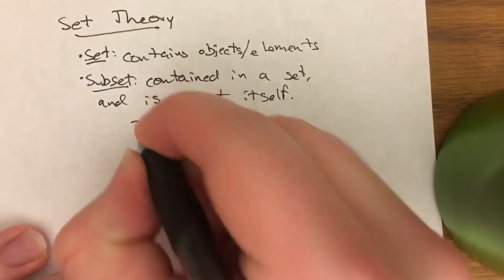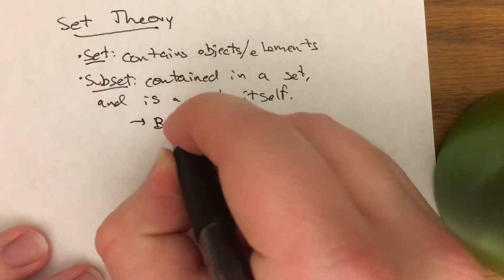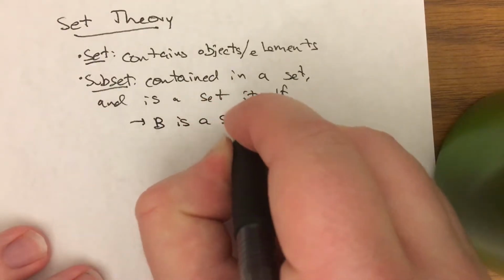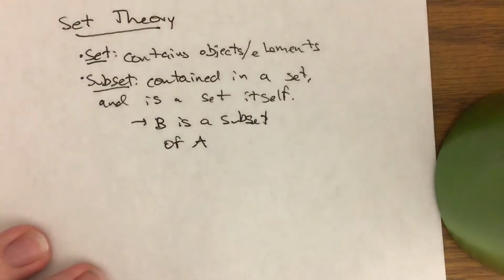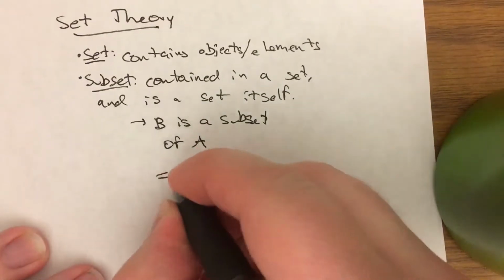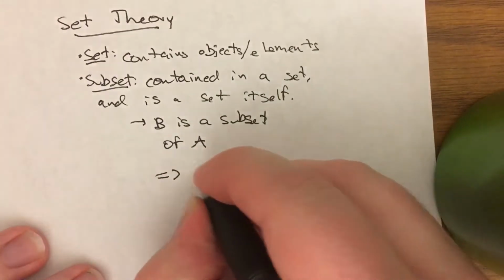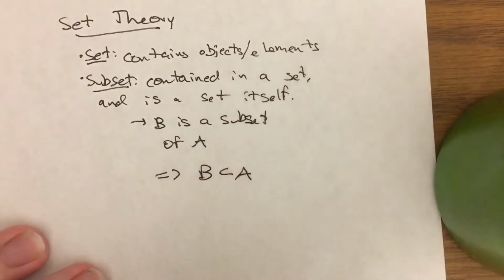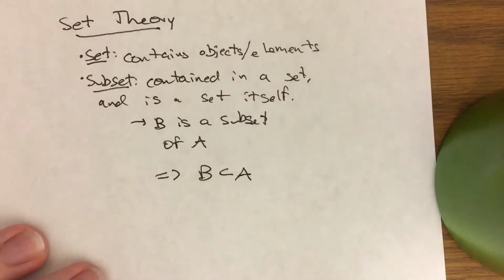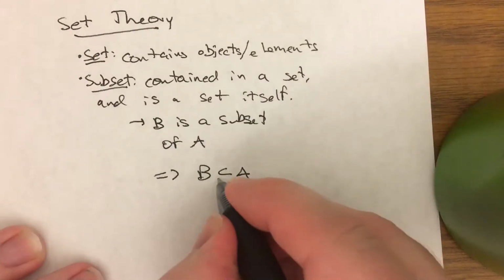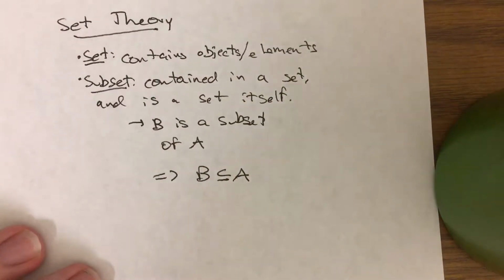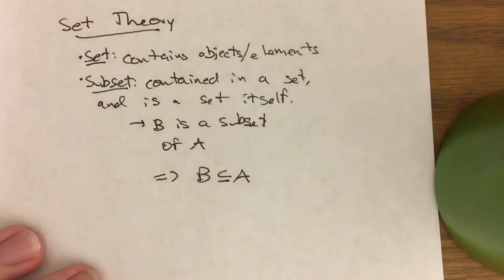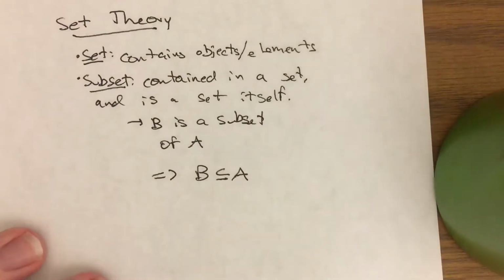So if B is a subset of A, this implies this: B is a subset of A. Sometimes it's written this way, which means it could potentially also be equal to it.